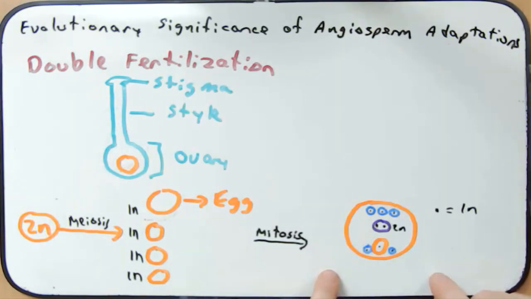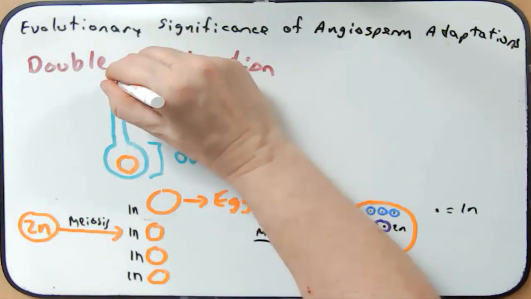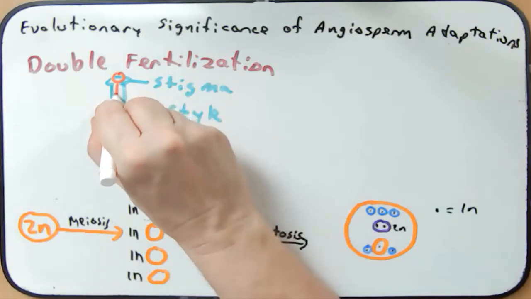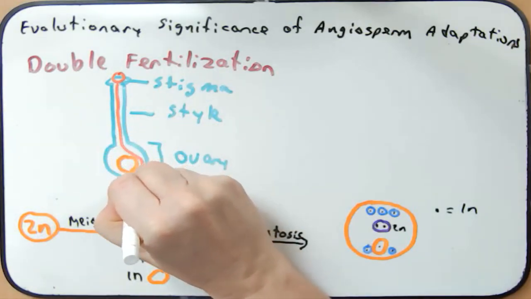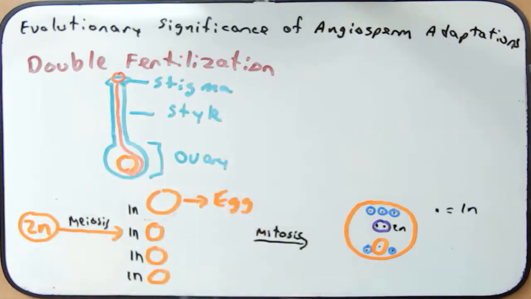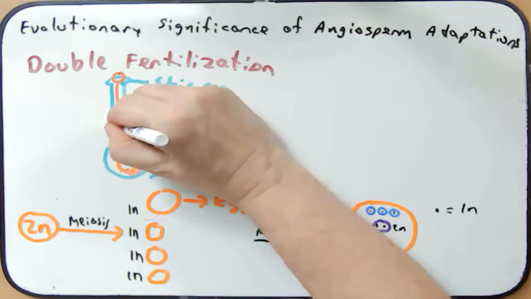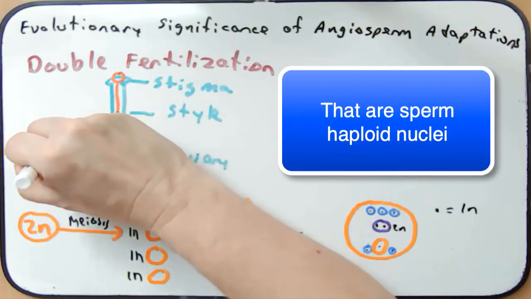Well, it helps to understand why double fertilization occurs. Let's go back to the carpel, and let's have a pollen grain land on top of it here. And remember, it's going to extend the pollen tube all the way down here. It's going to wrap around here and insert itself into this ovule. Along this pollen tube are going to be 2 haploid nuclei, 2 1N nuclei.